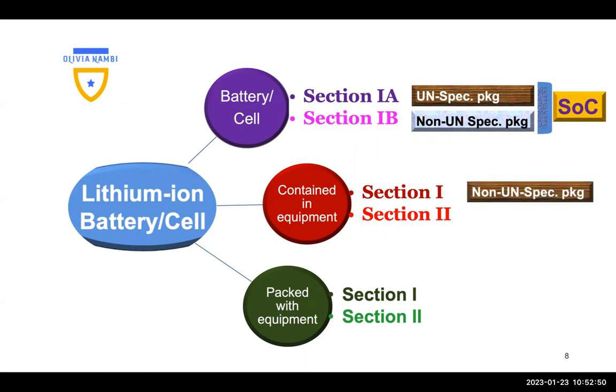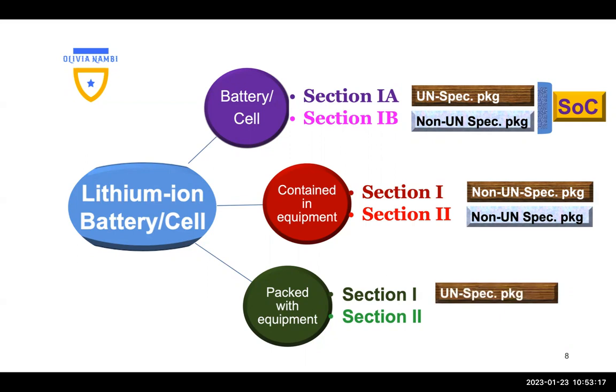For lithium-ion batteries contained in equipment, we can ship them under two sections, Section 1 and Section 2. For Section 1, you don't need a UN specification packaging, so is Section 2. That is when the lithium-ion batteries are contained in equipment. However, when they are packed with equipment, still we ship under two sections, 1 and 2. But for Section 1, you need a UN specification packaging. And for Section 2, you don't need a UN specification packaging.